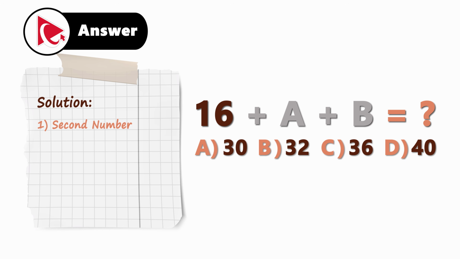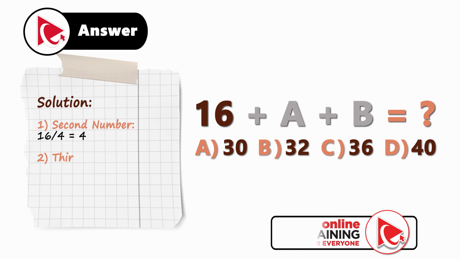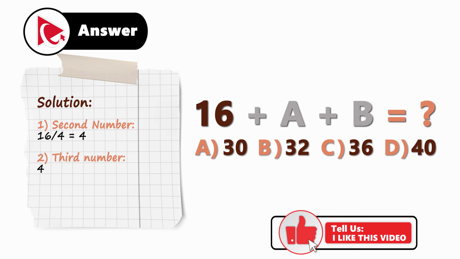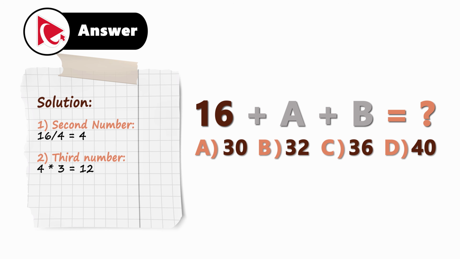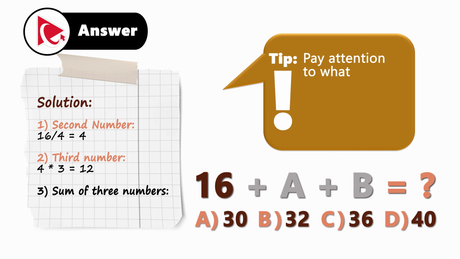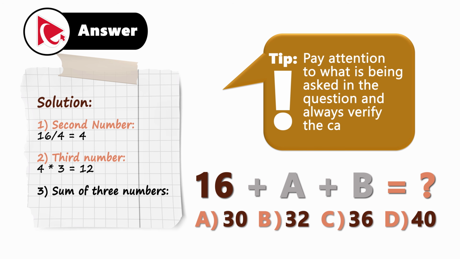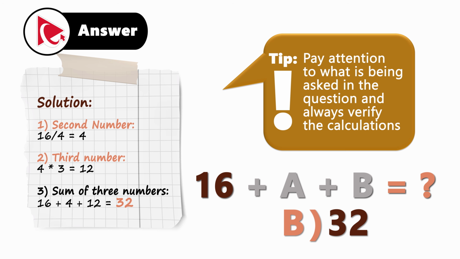To calculate the second number, we need to divide the first number by 4. 16 divided by 4 equals 4. The third number is calculated as 4 multiplied by 3 and equals 12. So the sequence of numbers now is 16, 4, and 12. Now we need to calculate the sum of all 3 numbers. And the tip I would like to leave you with is that you need to pay attention to what is being asked in the question and always verify your calculations. Getting back to our sum of 3 numbers, 16 plus 4 plus 12 equals 32. So the correct answer here is choice B, 32.